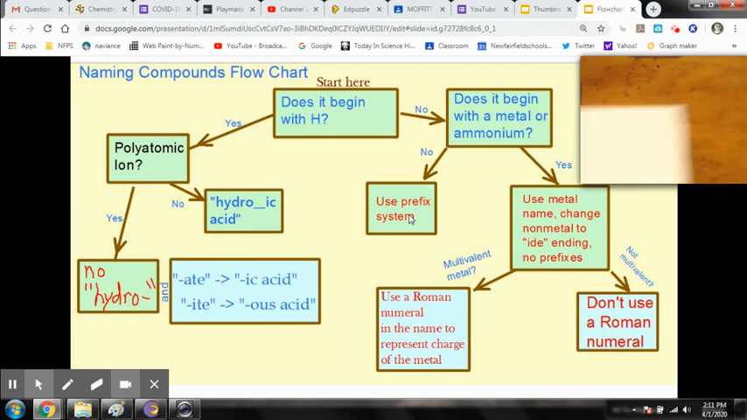Here we go. HgO. Hey, isn't that on television? Wasn't Game of Thrones on HGO? No, that was HBO. Different. Sorry.